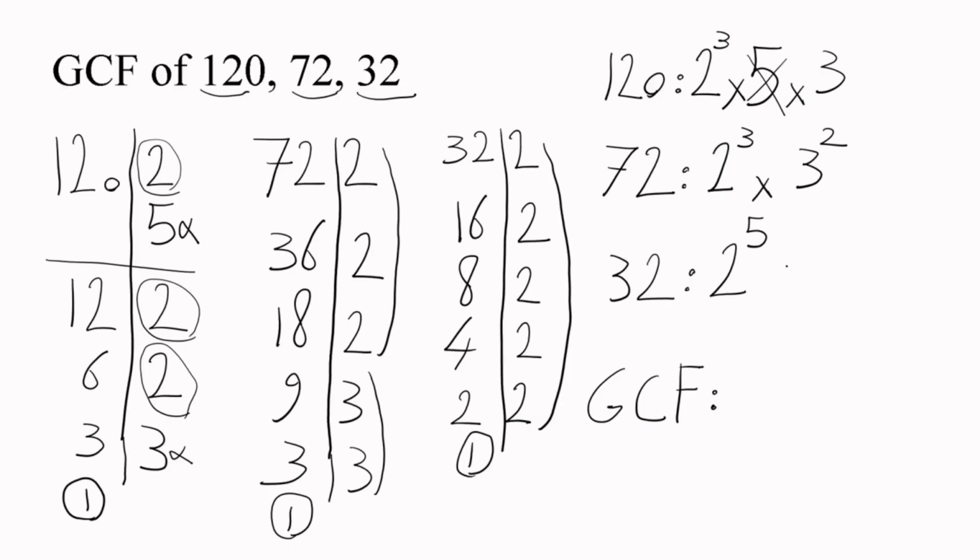So a factor to be considered must be common between all of them. So I should not consider 3 because one of the terms does not have 3. But 2 is common between all of them, as you can see. So I must consider 2 with the minimum power. What is the minimum power of 2 between all of these? Look, the power of 2 here is 5, here is 3, and here is 3.